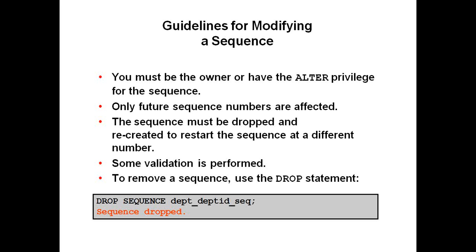And some kind of validation will be performed. And if you want to remove the sequence, of course you would use the drop command, which says drop sequence, then the sequence name. So basically in real time, this will be used most of the time for primary key generation. Again, it depends on the business requirement.